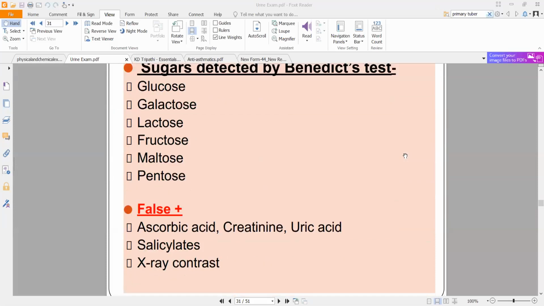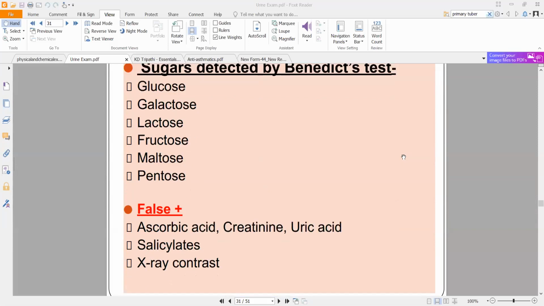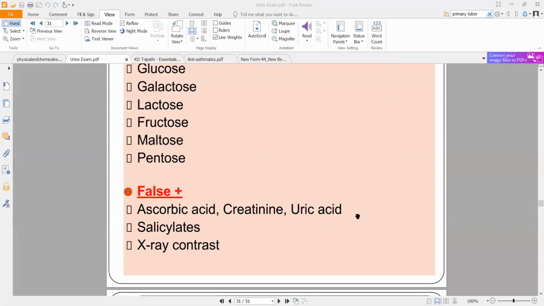Okay, cool. So, what are the sugars that can be detected through Benedict's test? These are the common sugars that you will see: glucose, galactose, lactose, fructose, maltose, and pentose. These six are the main ones that you will see. False positive is basically it will give you a color, but that does not indicate. See, false positive and false negative.